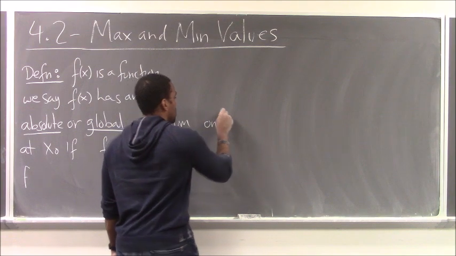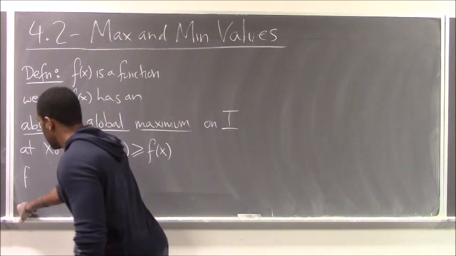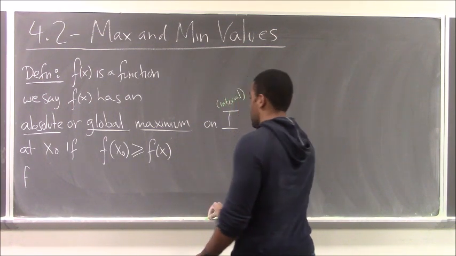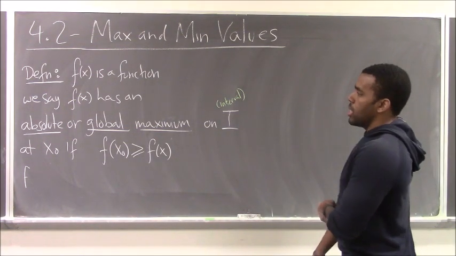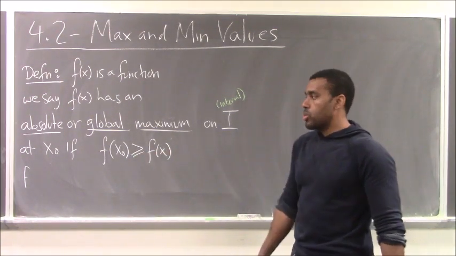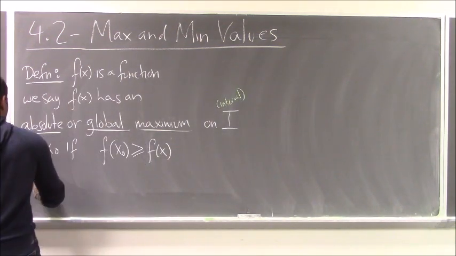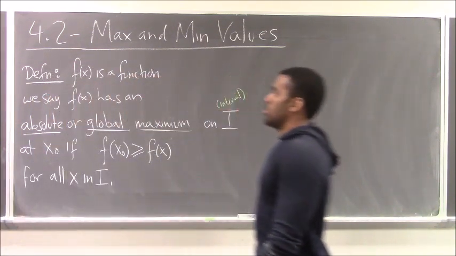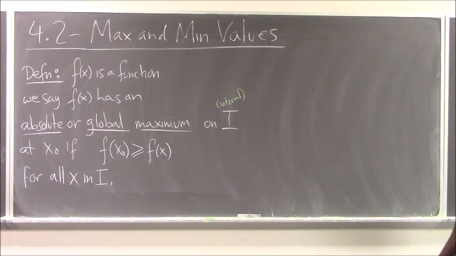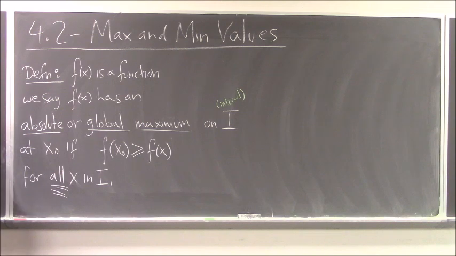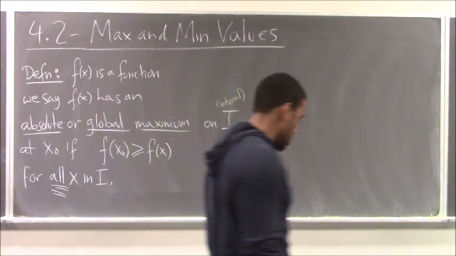We talk about this on an interval, on I. This here is an interval. So f has an absolute maximum on I at x naught if the output at x naught, the y value, is larger than or equal to every other y value for all x in I. So that means that f of x has a global maximum on I. It's global and absolute in the sense that it's true for all x values in that region, on the interval that you care about.